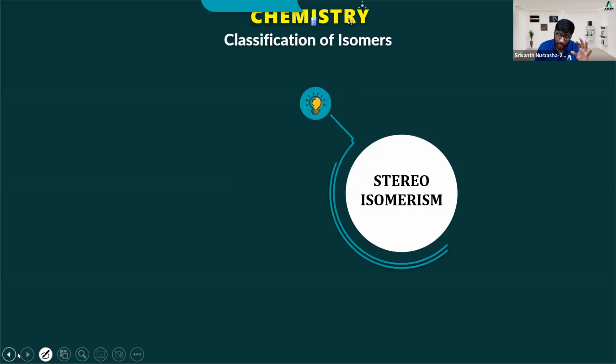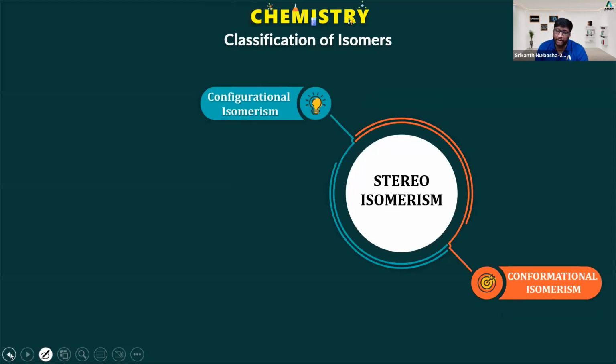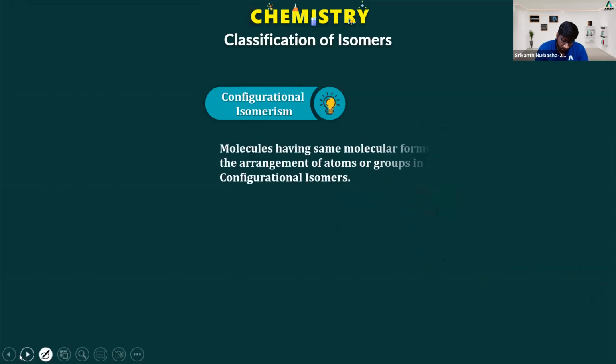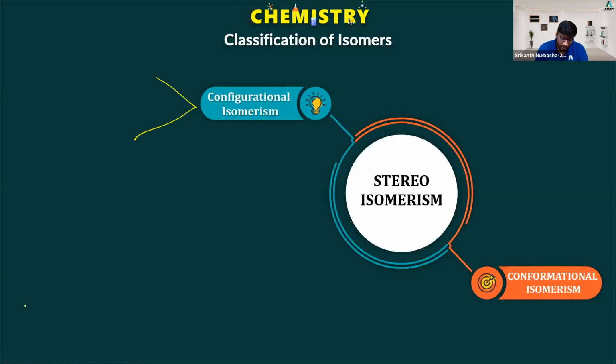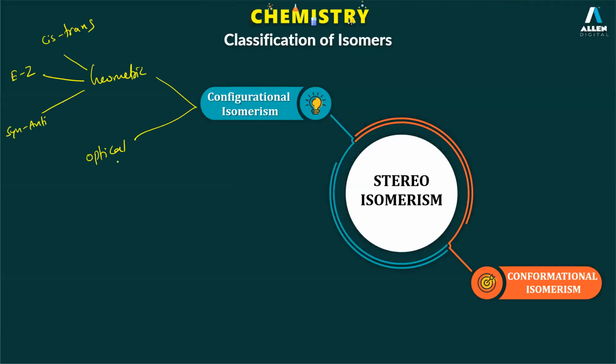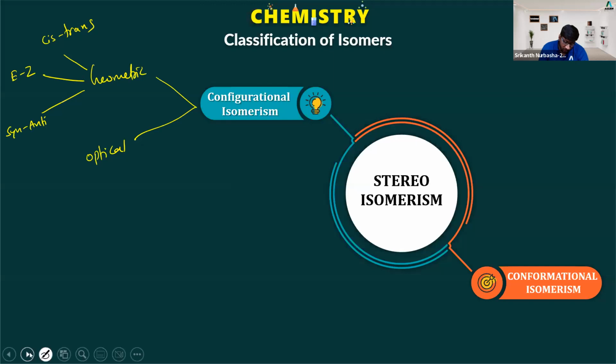Stereoisomerism is classified into 2 types: configurational isomerism and conformational isomerism. Configurational isomerism can again be divided into 2 parts: geometrical and optical. In the geometrical we can have many types: cis-trans, E-Z, syn and anti. In optical activity, we'll be discussing rotation of plane polarized light. All these we are going to discuss. We'll start with configurational now.